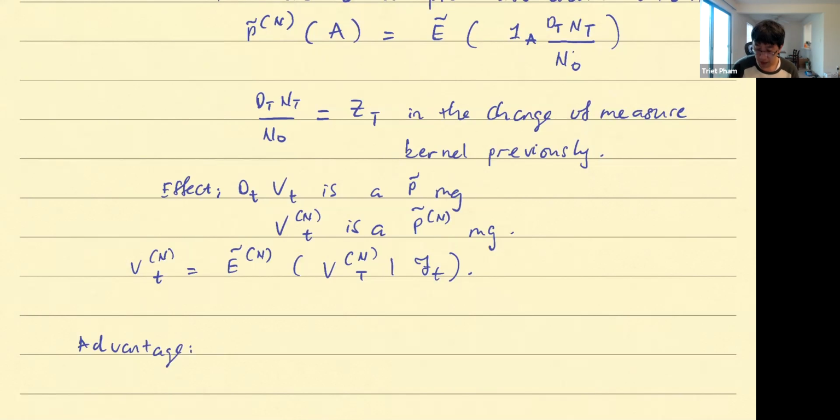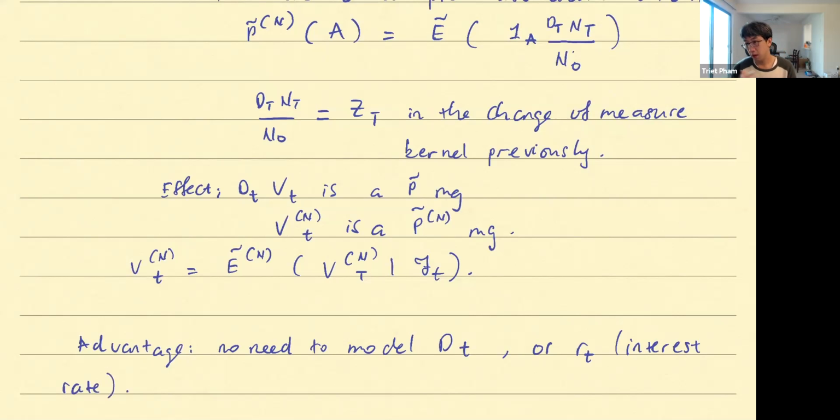The advantage, as I said, you probably won't see it until now: there's no need to model the discounting process, or equivalently, the interest rate itself. So when you do pricing of options, which is what we've been doing so far, the main focus is on the stock, right? Letting the interest rate be constant doesn't really hurt, I guess.